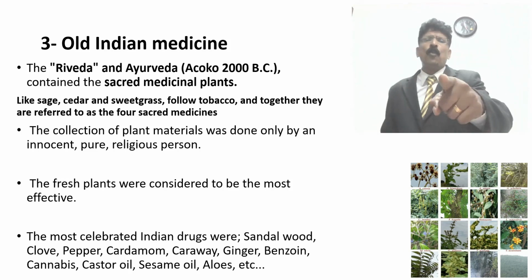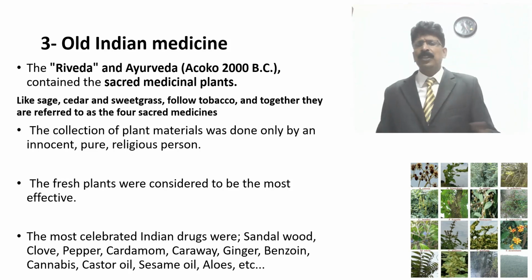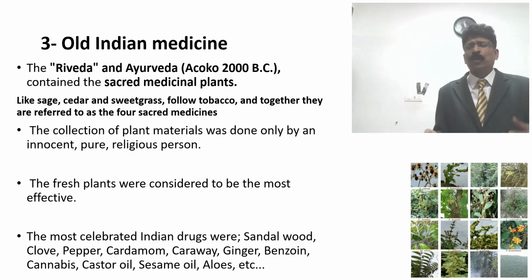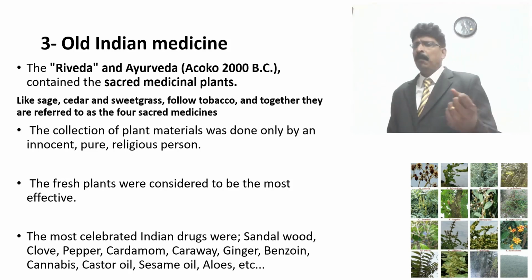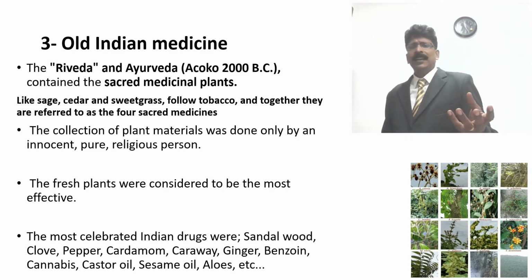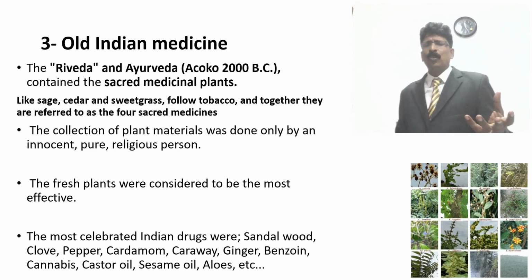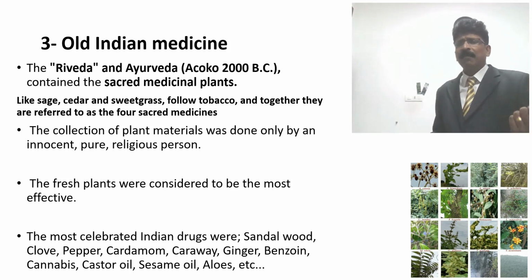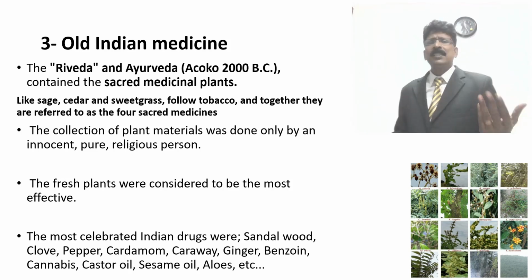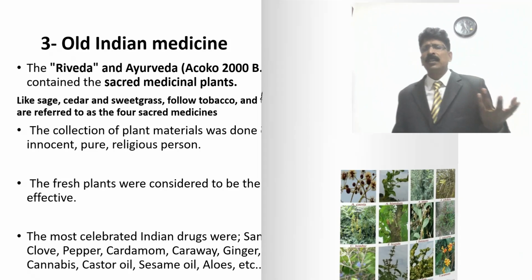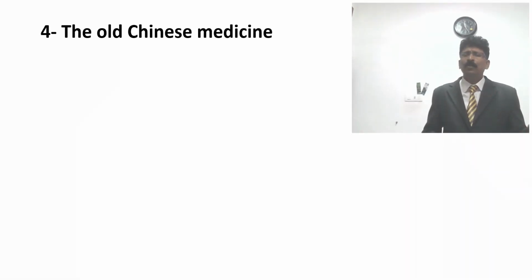Now you know very well. Previously, now you can see after Corona, people are rushing to collect ginger, amla, lemon. These all play a major role, and clove and pepper, cardamom. These all have lots of medicinal uses. Before 2000 BC, we have been using these.